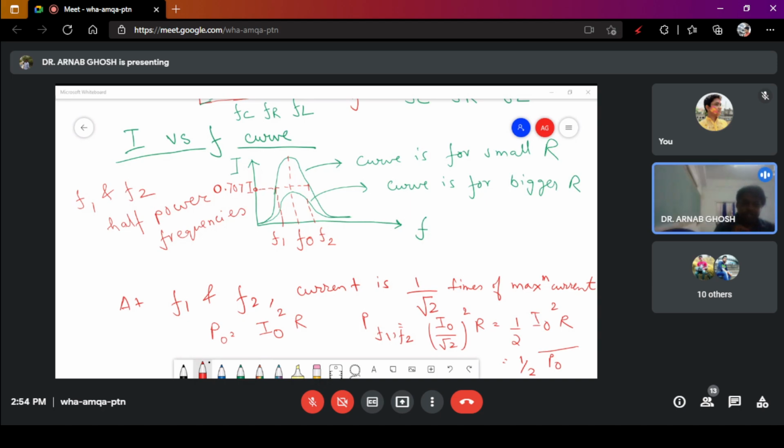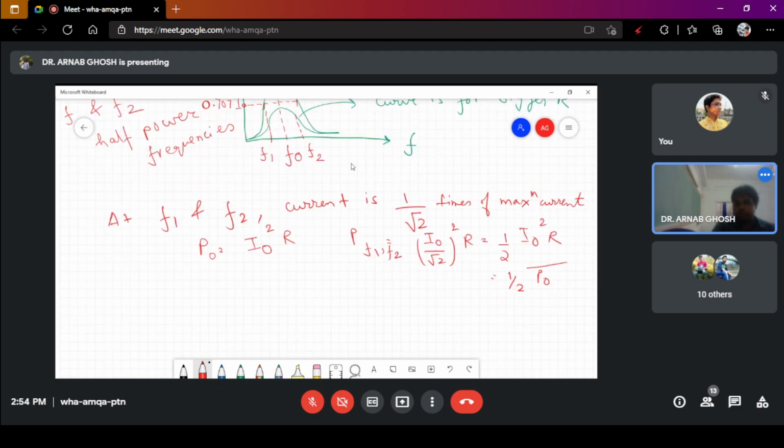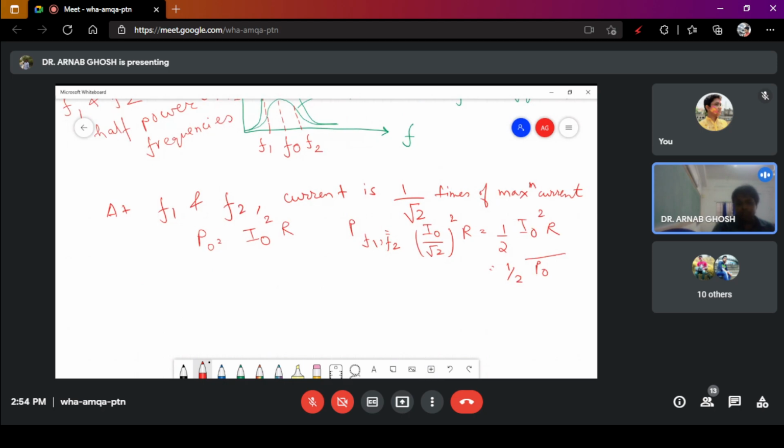Please note it down that these two are the half power frequencies. Why half power frequencies? Because the current is 1 by root 2 times the maximum current, and therefore the power at these two frequencies is half of the original power. So now, from this, we come to the next thing, that is bandwidth and selectivity.